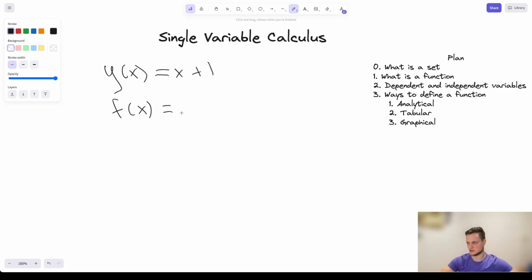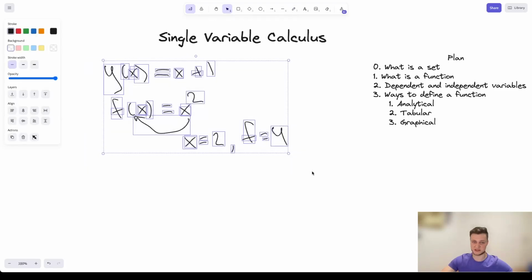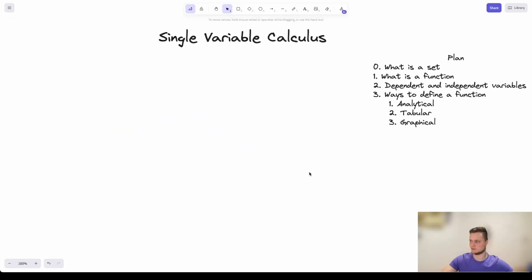So we can say that this is, I don't know, x squared. So for each x, we have some corresponding f through this law. So for example, for x equals 2, f will be 4. So this is the analytical way to define a function. We need some explicit formula to do that.